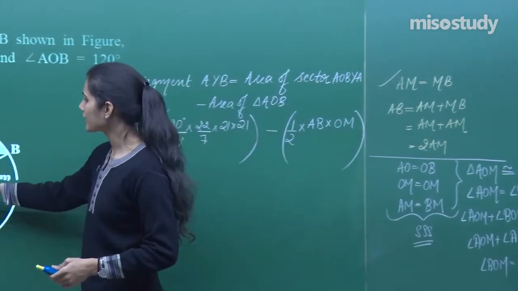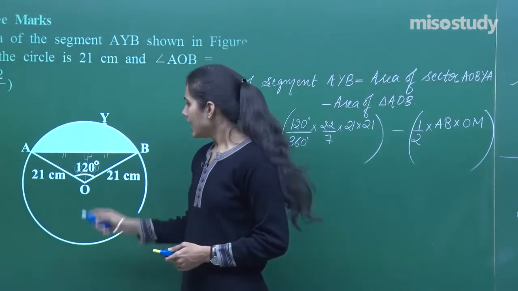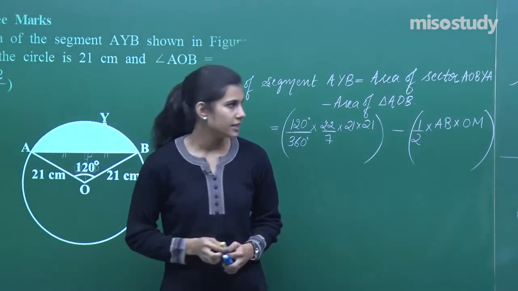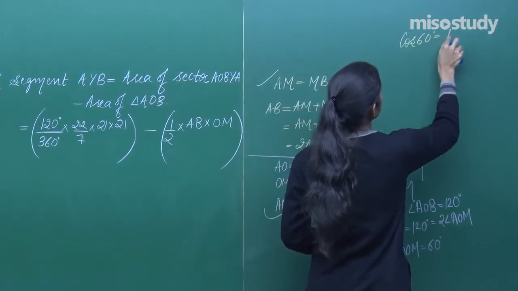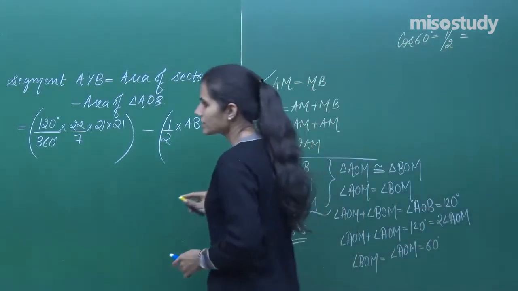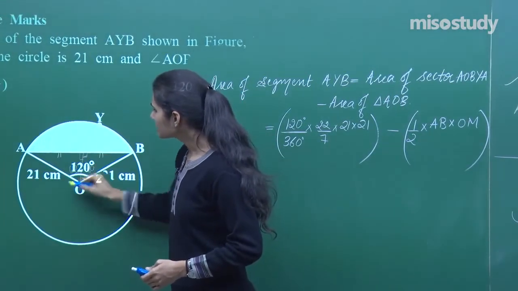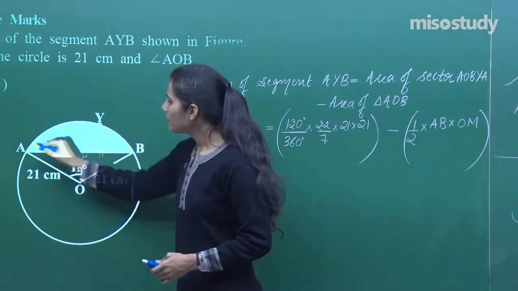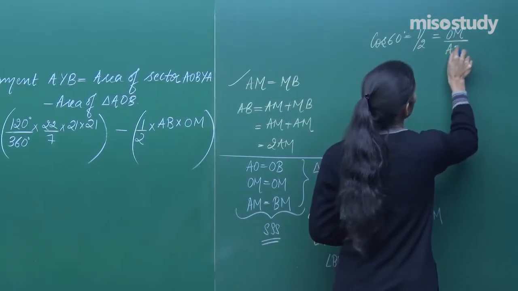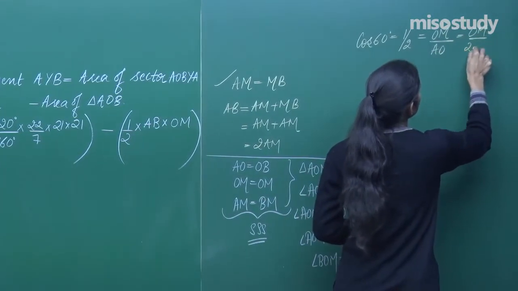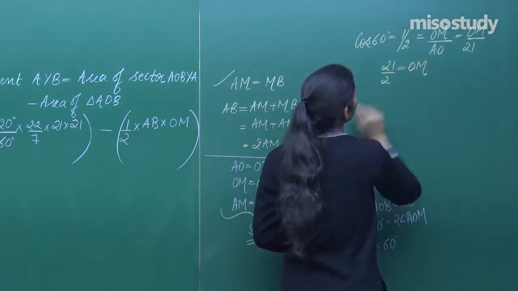Now focus upon this triangle AOM. This is a right angled triangle, right angled at M. I can talk about sine 60 and cos 60. Let's talk about them. Cos 60, which is actually 1 by 2. Cosine is base upon hypotenuse. In triangle AOM, OM is the base, hypotenuse is AO. So you will have OM upon AO. AO is 21 centimeters. So you have 21 by 2 is OM.